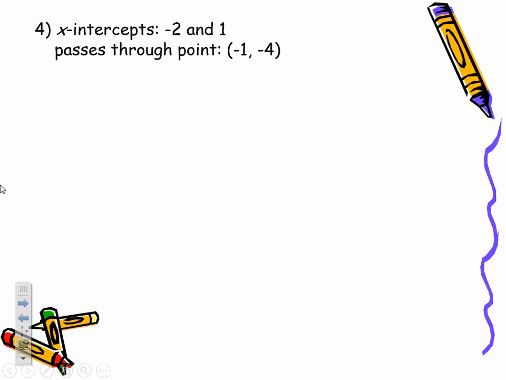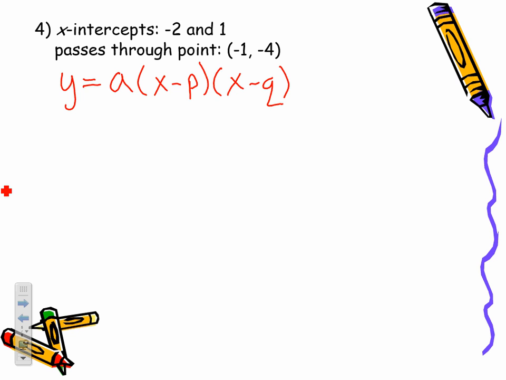Alright, excitement, last example of the day. Here we go. Since I give you your x-intercepts and it passes through a point, you probably want to use x-intercept form. So as a reminder, that form is y equals a times the quantity x minus p times the quantity x minus q. Alright, for my example, my p is going to equal negative 2. My q is going to equal 1. This is my x value. This is my y value.